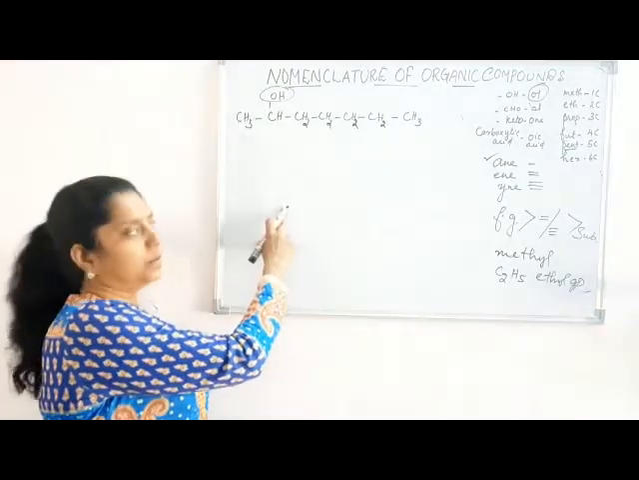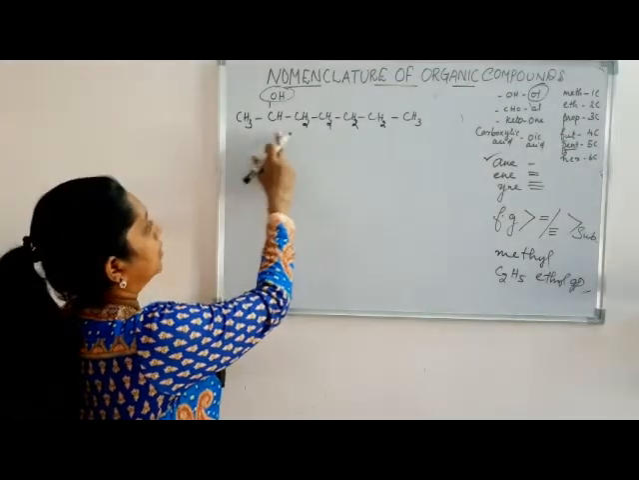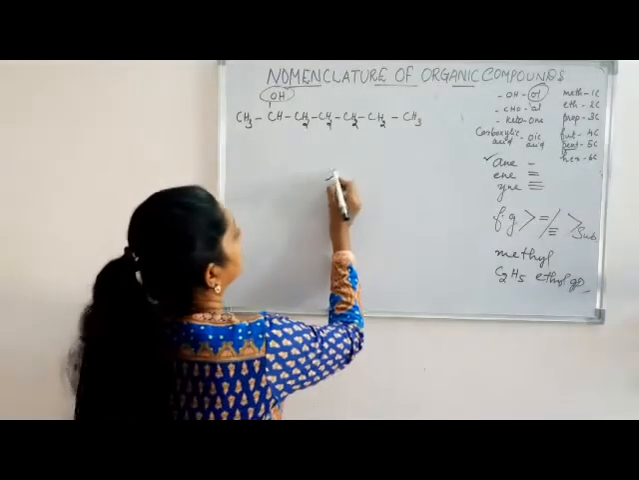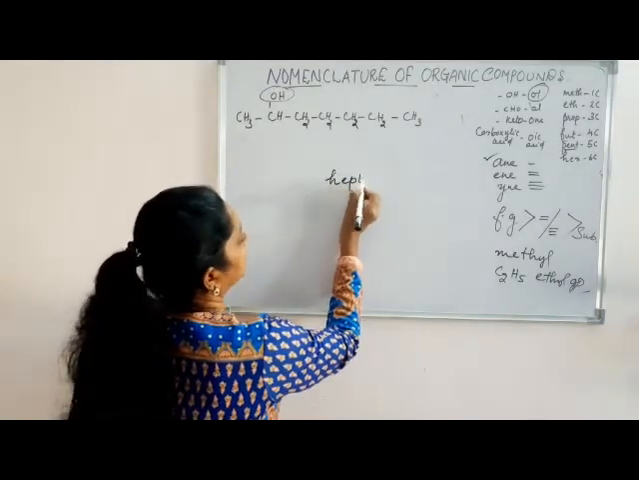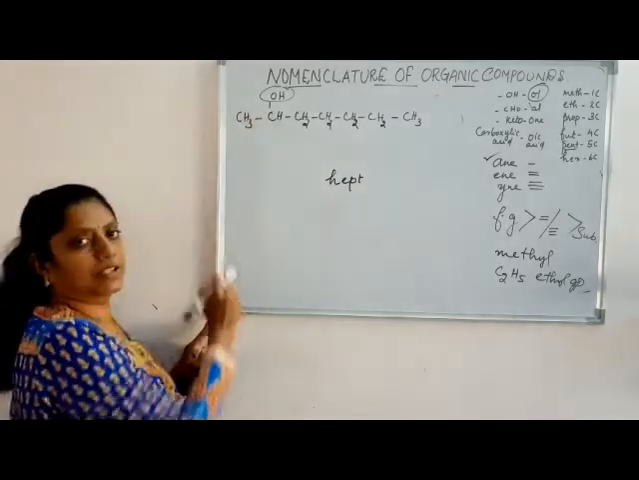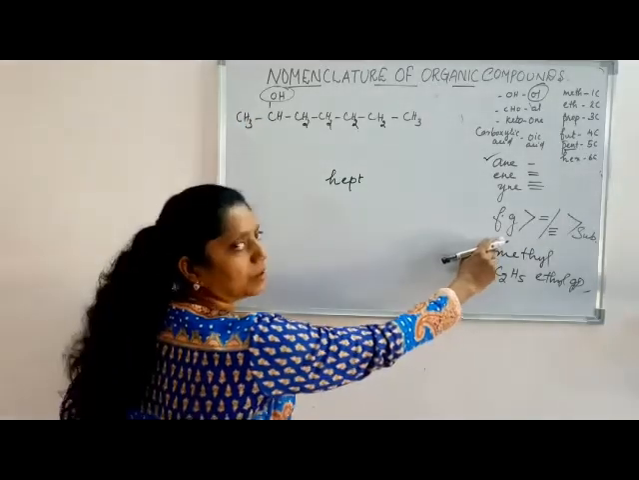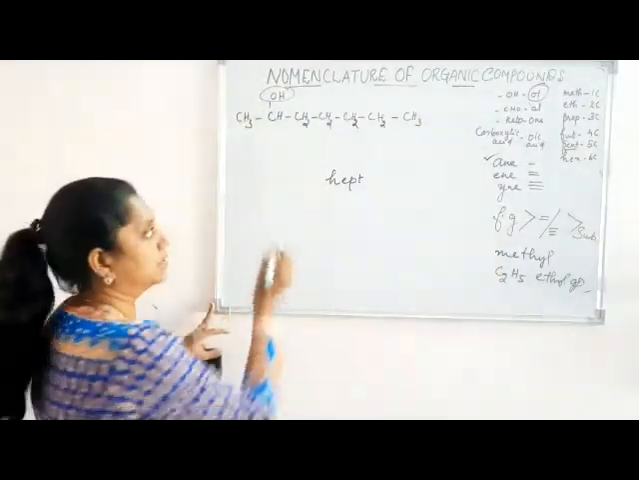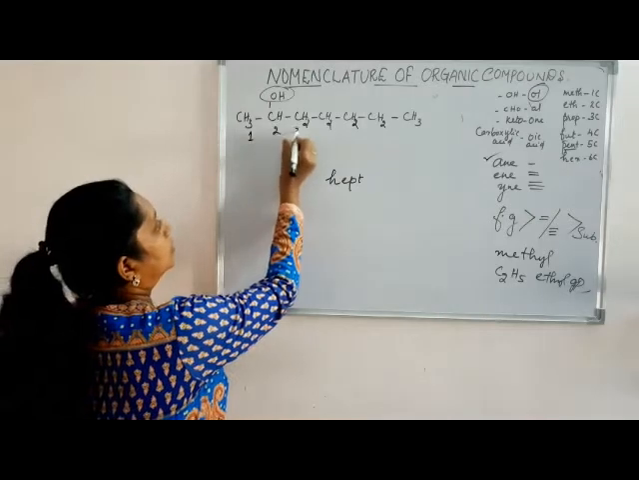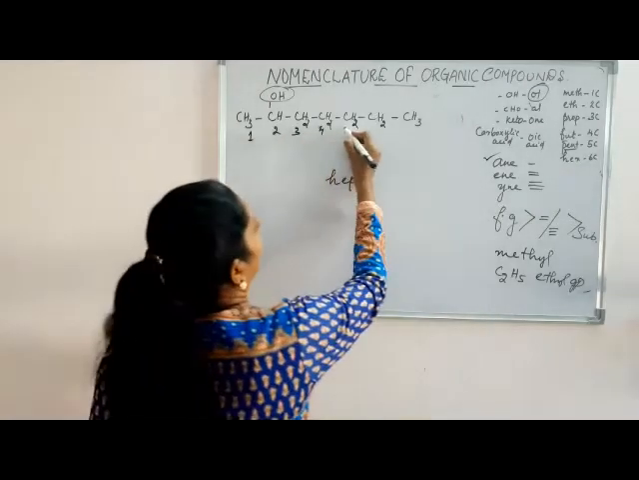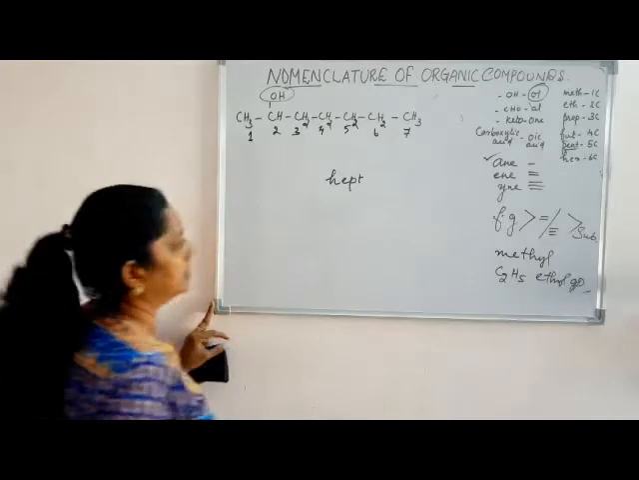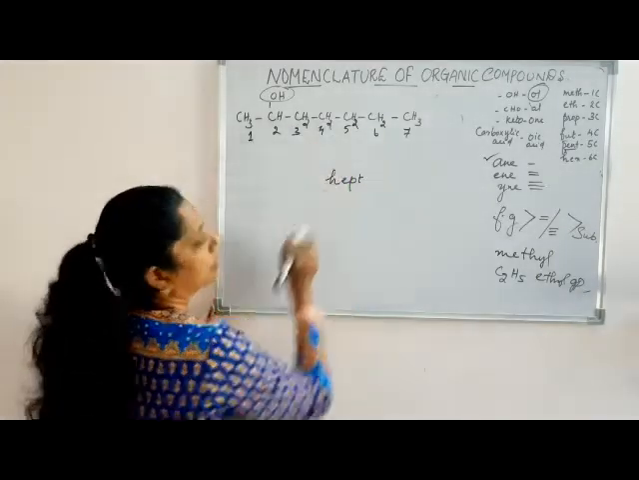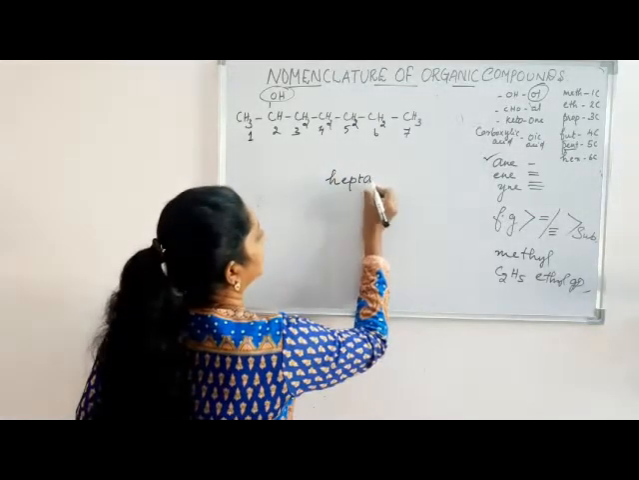So this is the next compound. It contains how many carbon atoms? 1, 2, 3, 4, 5, 6 and 7 carbon atoms are here. So the word root for 7 carbon atoms is hept, and here is a functional group. When there is a functional group in the compound, we have to give priority to the functional group while numbering. So the numbering starts from here. For 7 carbon atoms, the word root is hept. Since all the bonds are single bonds, heptane.